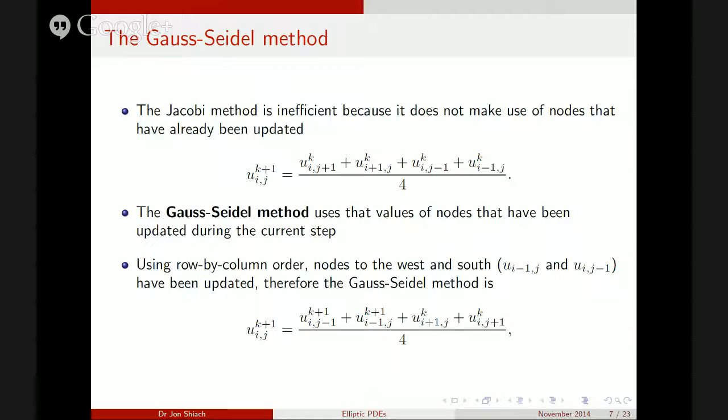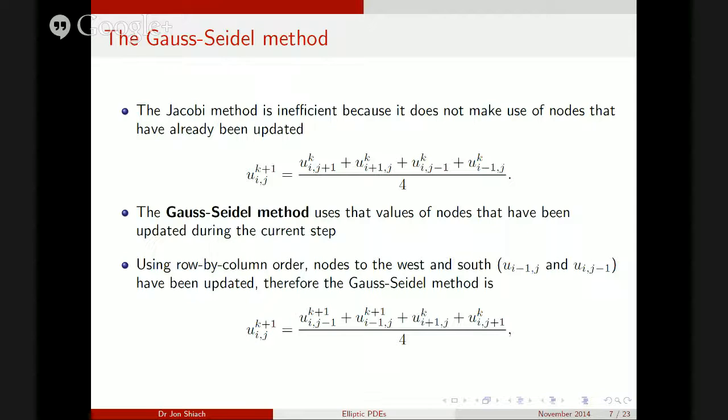When we're halfway through that, we've already calculated the next estimate for half the nodes. So why don't we use them in our update of the node ij? Okay, so essentially, it's inefficient. It does not make use of nodes that have already been calculated. Gauss-Seidel method is very simply any nodes which have already been calculated for the current step are used as soon as they're calculated. Okay, so if we're using row by column order, the nodes to the west and to the south have already been looked at.